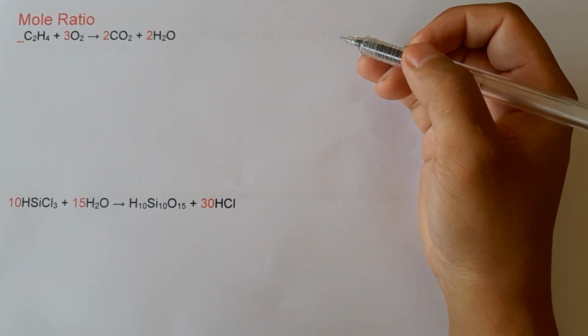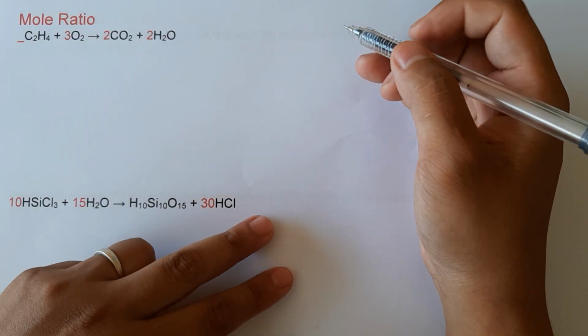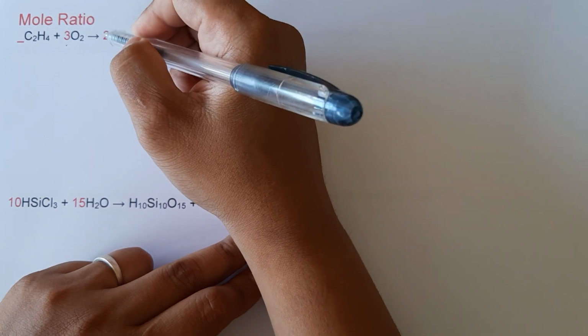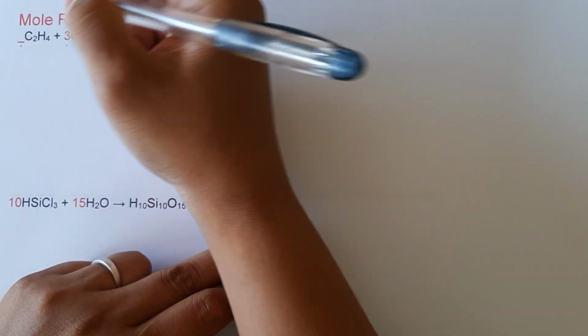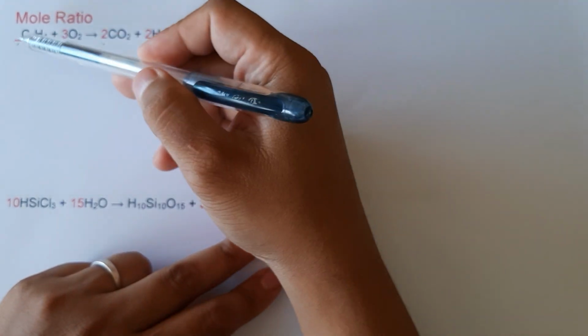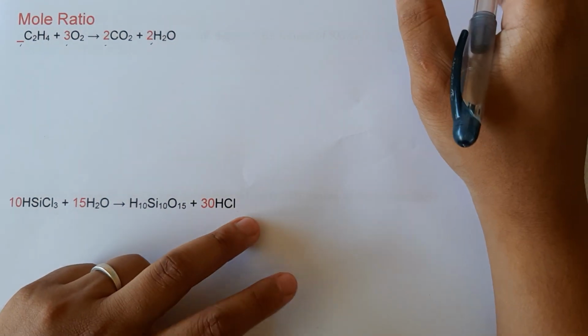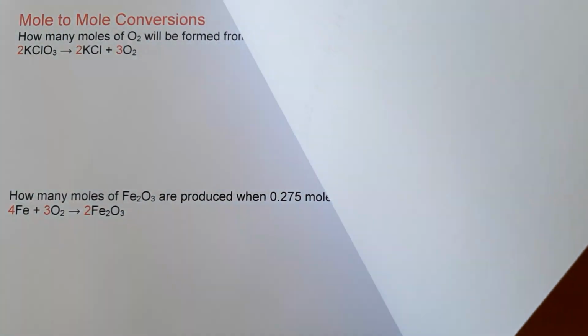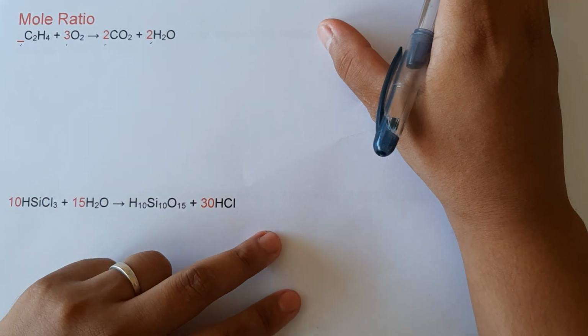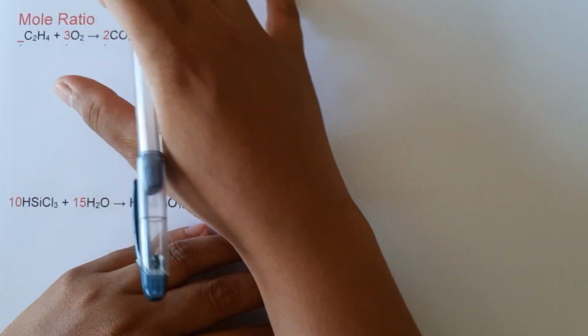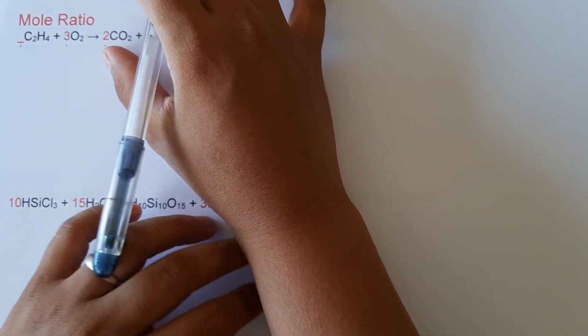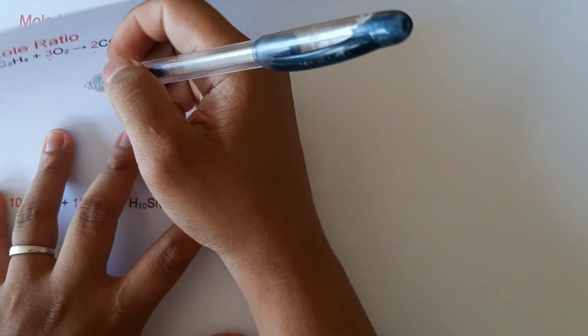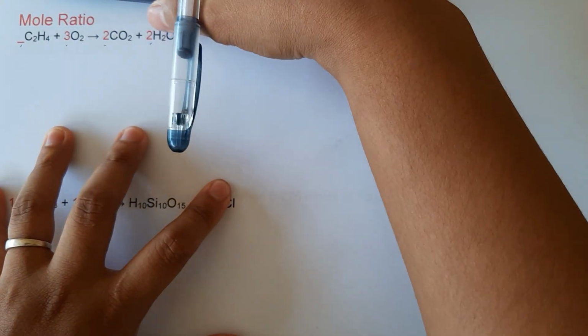So, we are going to look at the coefficient, the number in front of each component, just like this one. We have 2, we have 3, we have 2, we have 2, and we have 1 here. So, automatically, when there is no number written there, that is 1. So, let us try to look for the mole ratio in this balanced chemical equation.